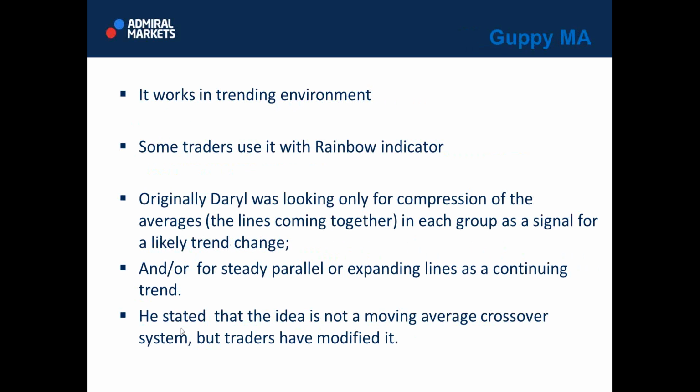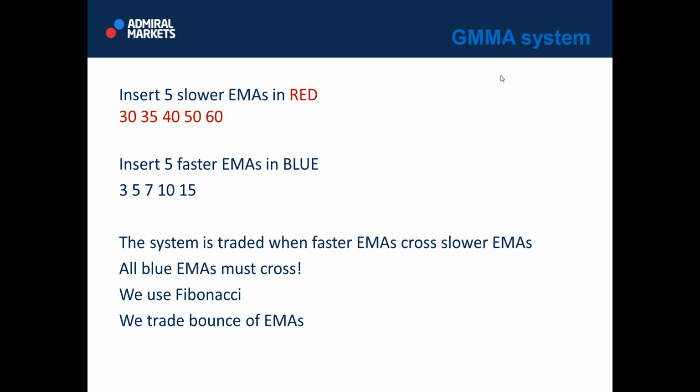Now, again, Darrell stated that the idea is not a moving average crossover system, but traders now use crossovers, but most of them use bounces and retracements. That is what I will show you today. Bounces on Guppy moving average. How to trade. This is, as I said, an introduction, and this is a pretty much straightforward system for Guppy moving average. And as I said, you can try to test it. You can see how it behaves, but also pay attention, because in one of our future webinars, I will be explaining a more complex Guppy moving average system.